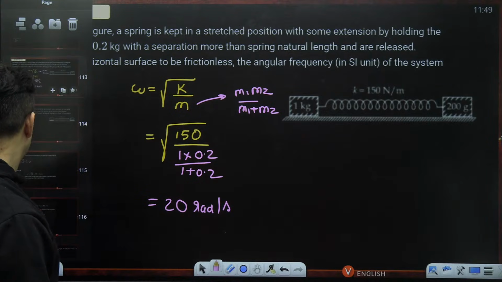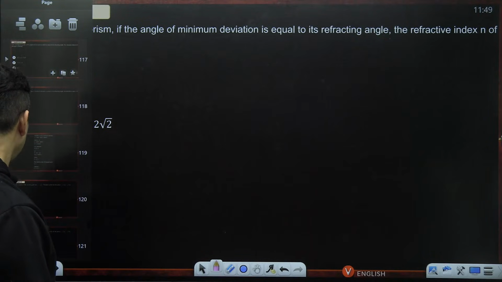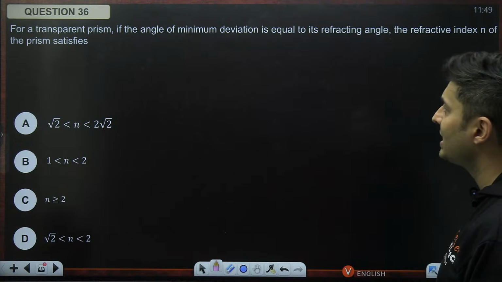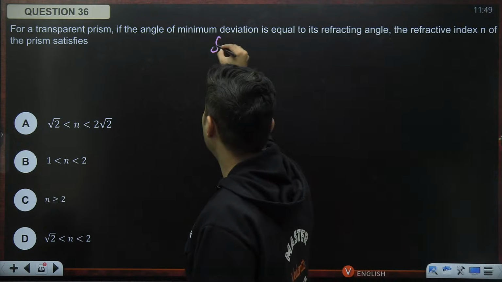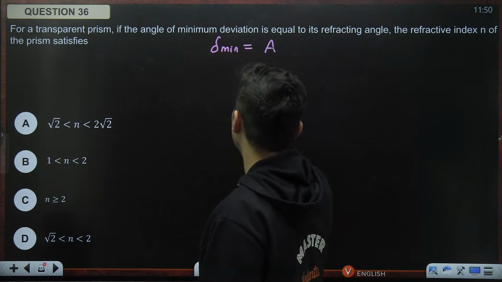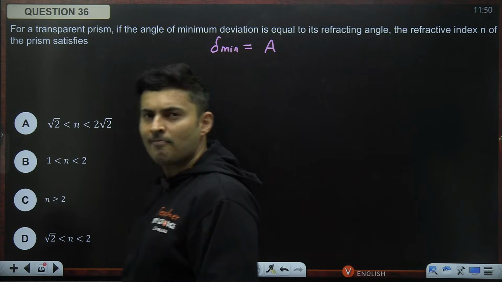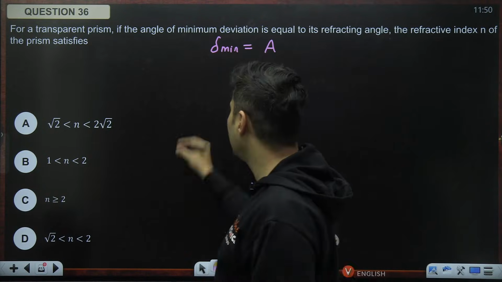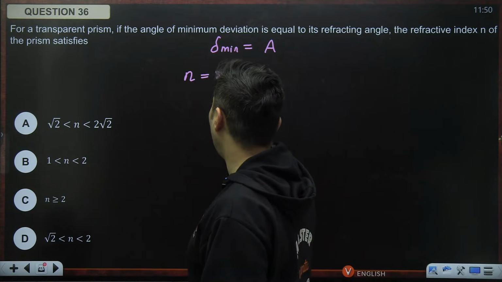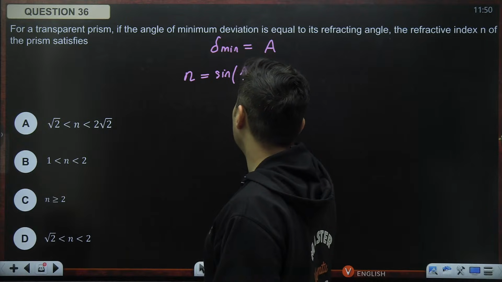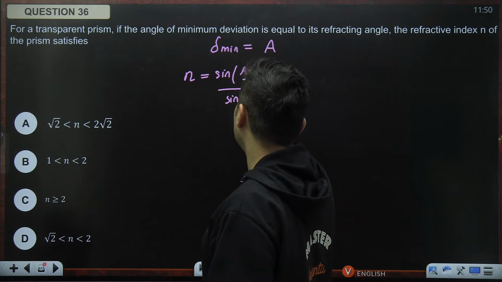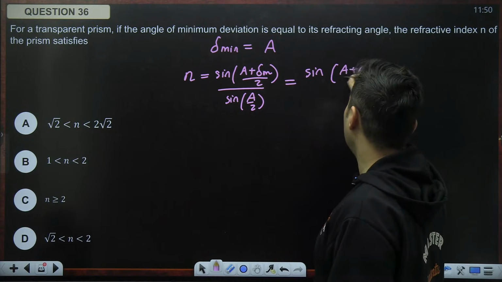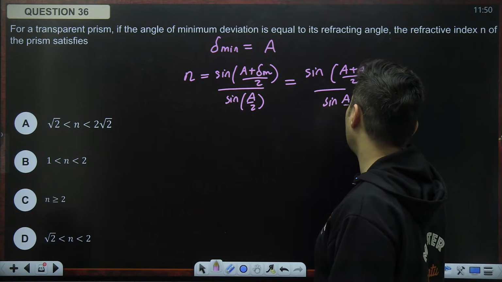Moving on to the next question on your screen. For a transparent prism, the angle of minimum deviation is equal to the refracting angle. That is what is given to us. The question is, the prism satisfies which refractive index? So the refractive index is related, guys. Remember, refractive index is sine of (A plus delta minimum) by 2 divided by sine of A by 2. So this will become sine of (A plus A) divided by 2, divided by sine of A by 2.